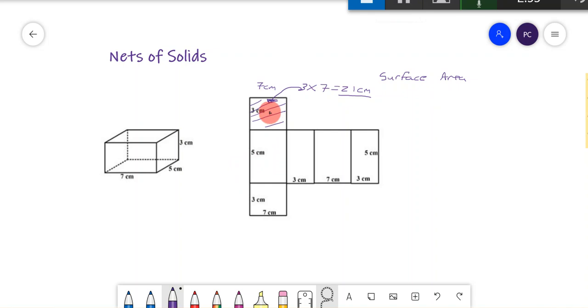So if this piece here is 21, and don't forget the units, it's 21 centimeters squared. Then this piece down here is also 21 centimeters squared, because it has exactly the same dimensions as this. Now, this piece here is going to have the same surface area as this piece here.